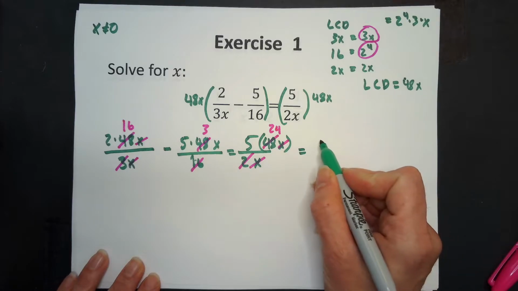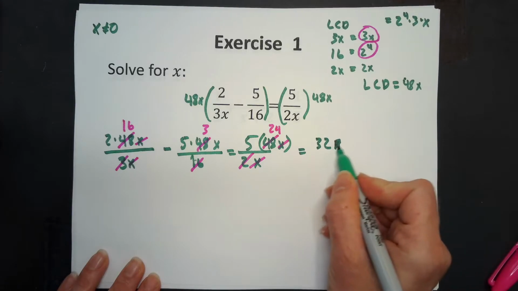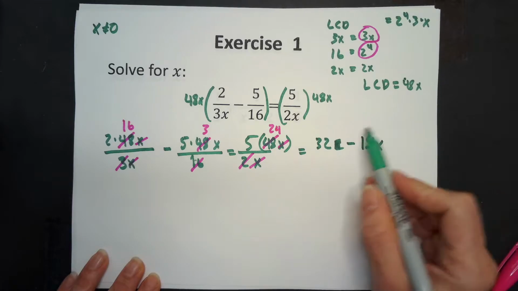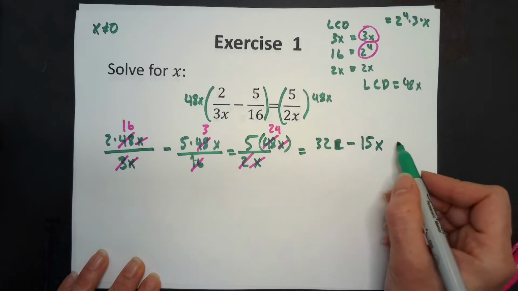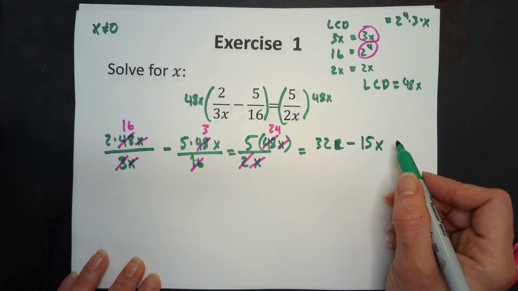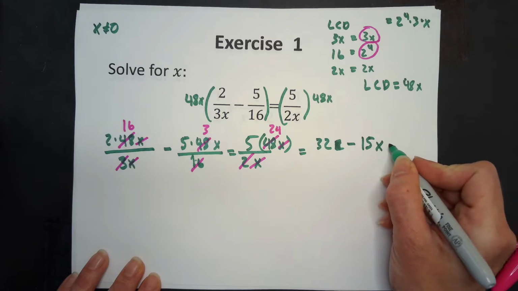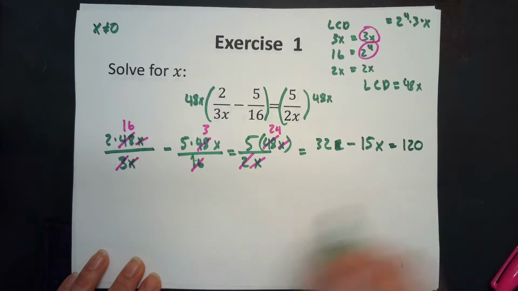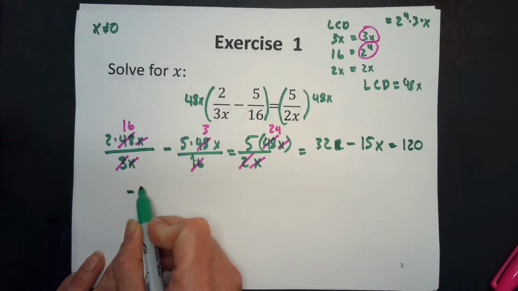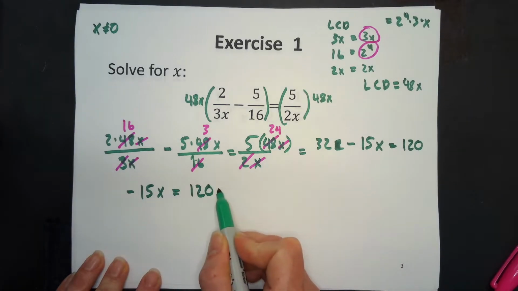So I'm going to have 2 times 16, which is going to be 32. No x. Cancel that x, remember. Minus 5 times, so it's going to be 15x, and this is going to be 5 times 24, which is going to be 120. So now I need to move all my constants on one side, all my variables on the other, so I'm going to have negative 15x equals 120 minus 32.